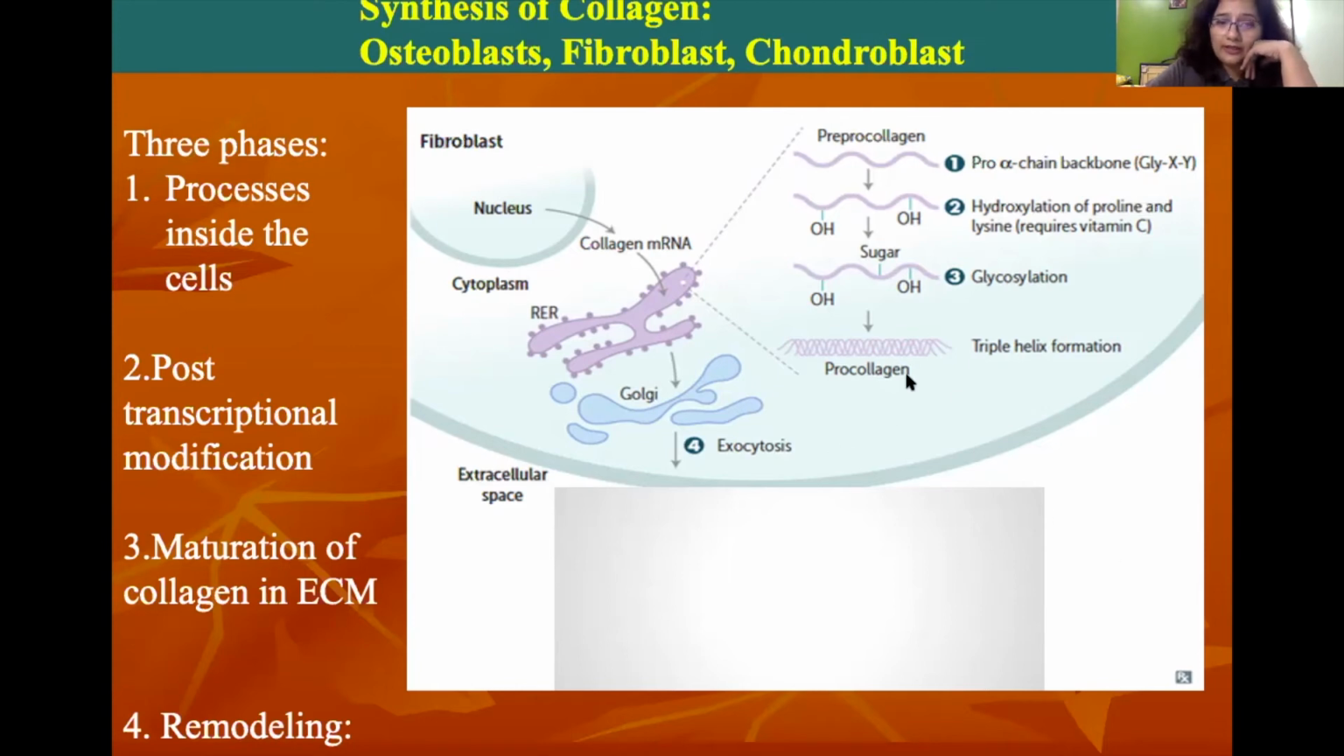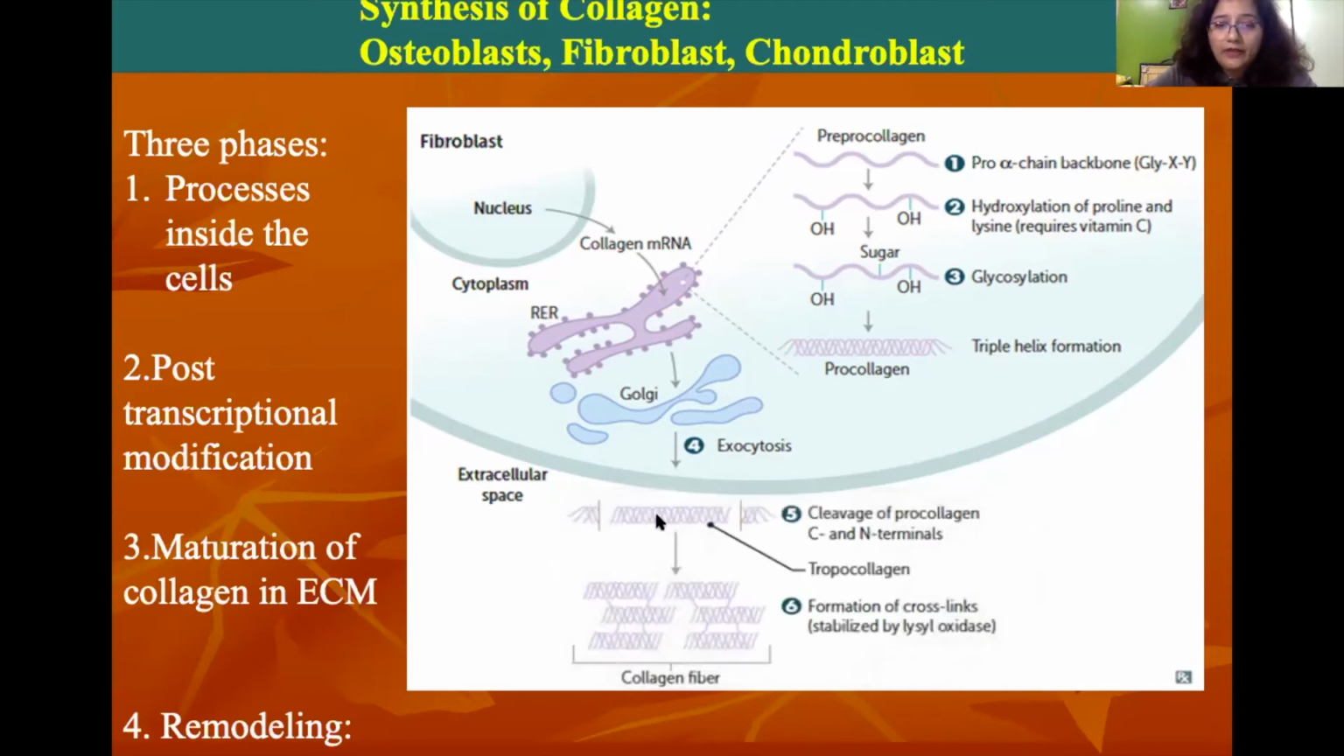Now next, this rod shaped triple helix is shipped to the Golgi apparatus. Now from the Golgi apparatus, it is excreted into the extracellular space with the help of the process of exocytosis. Now what happens in the extracellular space? So this is the third step, that is the maturation of collagen in the extracellular matrix.